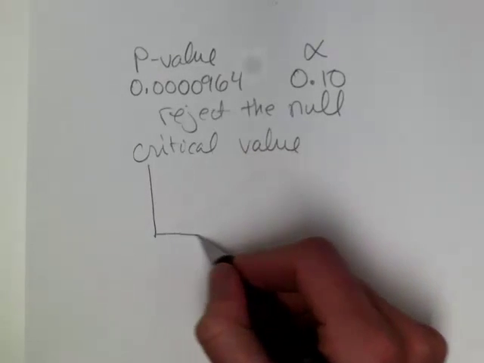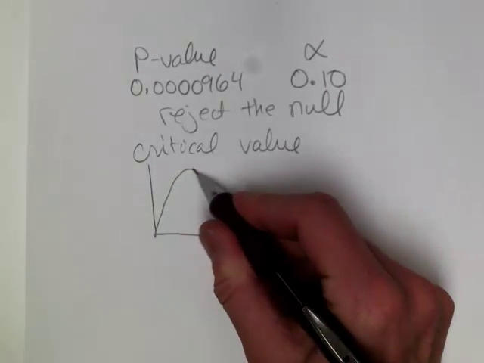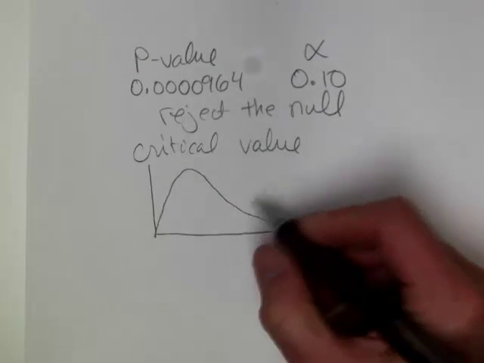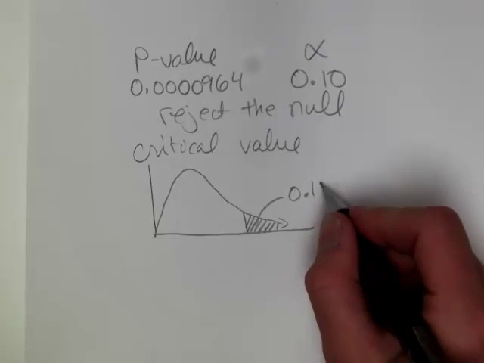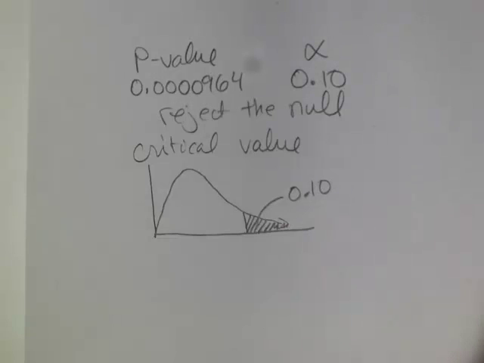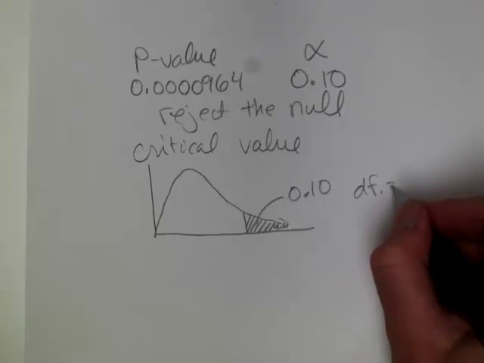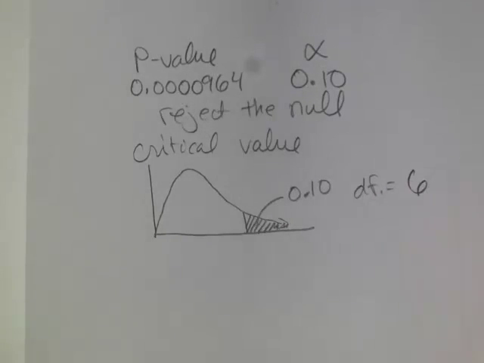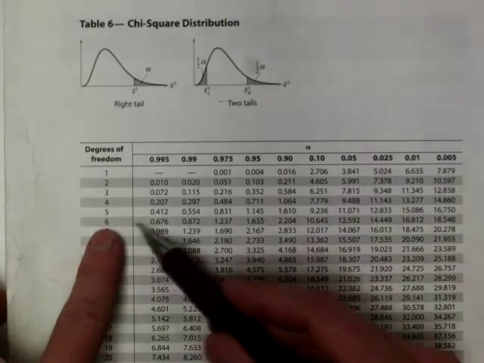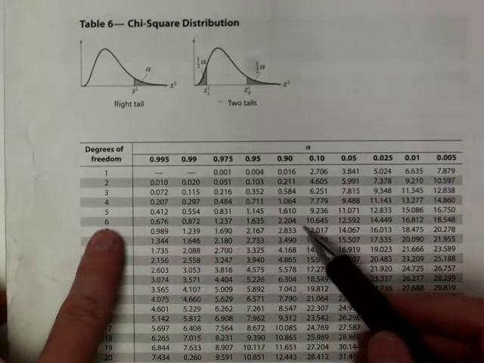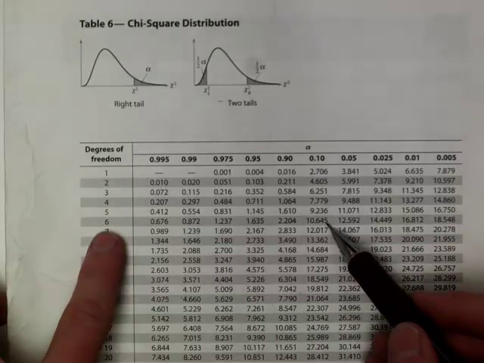And like I said in my previous example, the chi-squared goodness of fit test is always a right-tailed test. So I want 0.1 amount of area in this upper tail, and my degrees of freedom, number of categories minus 1, would be 6. Taking a peek at the chi-square table, for 6 degrees of freedom and 0.1 area in that right tail, I get a critical value of 10.645.